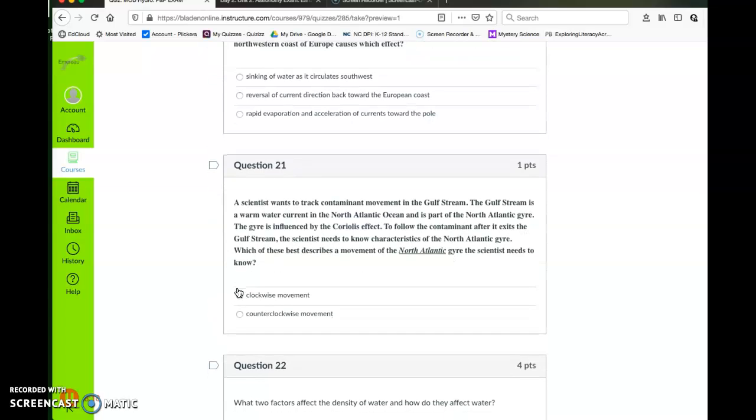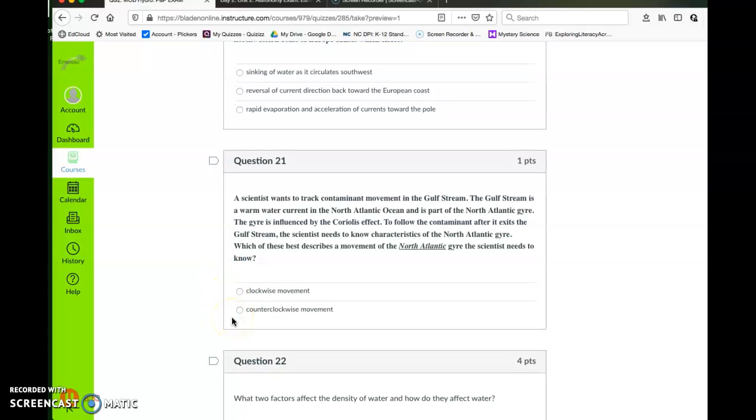Question 21. A scientist wants to track down contaminants moving in the Gulf Coast. The Gulf Stream is a warm water current in the North Atlantic Ocean and is part of the North Atlantic Gyre. The gyre is influenced by the Coriolis effect. To follow the contaminants after they exit the Gulf Stream, the scientists need to know the characteristics of the North Atlantic Gyre. Which of these best describes the movement of the North Atlantic Gyre that scientists need to know? A clockwise movement or a counterclockwise movement?